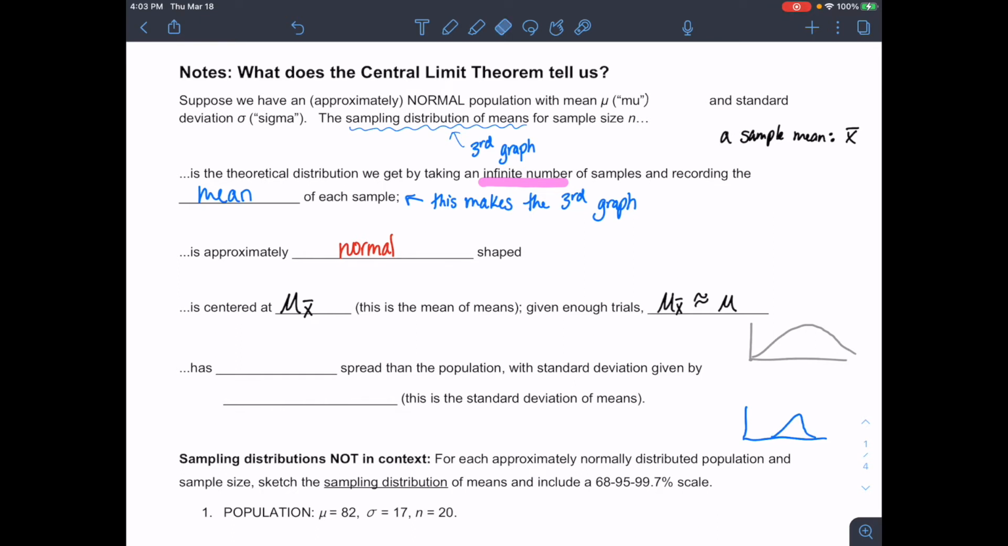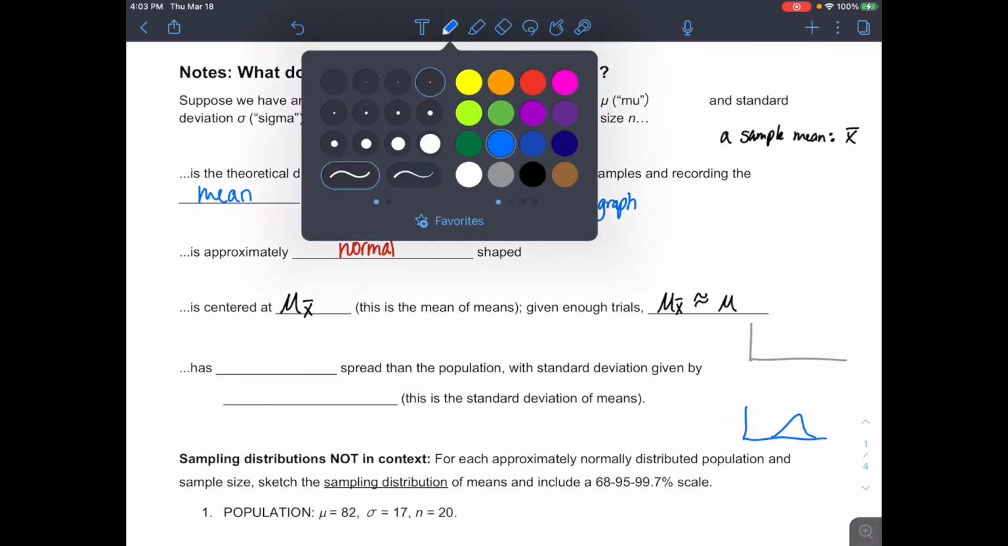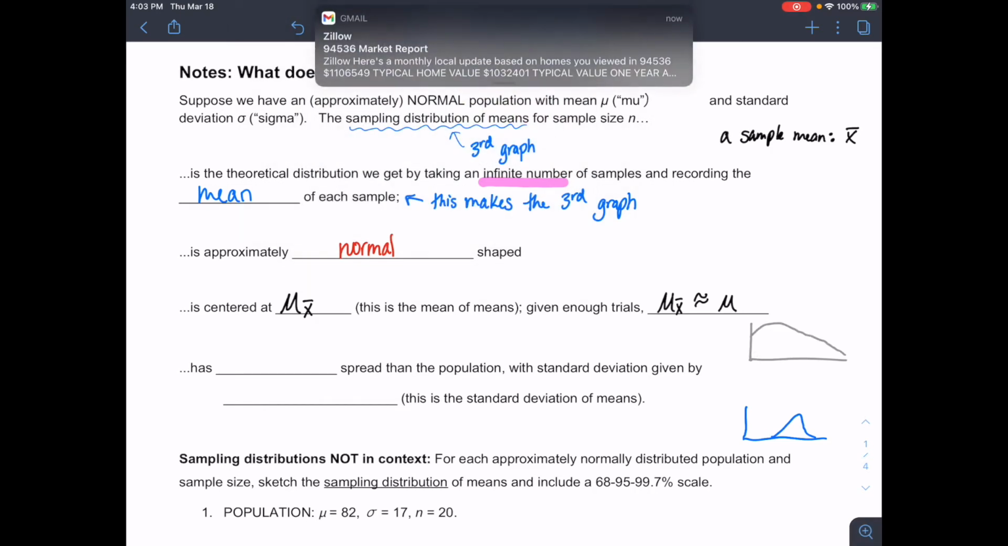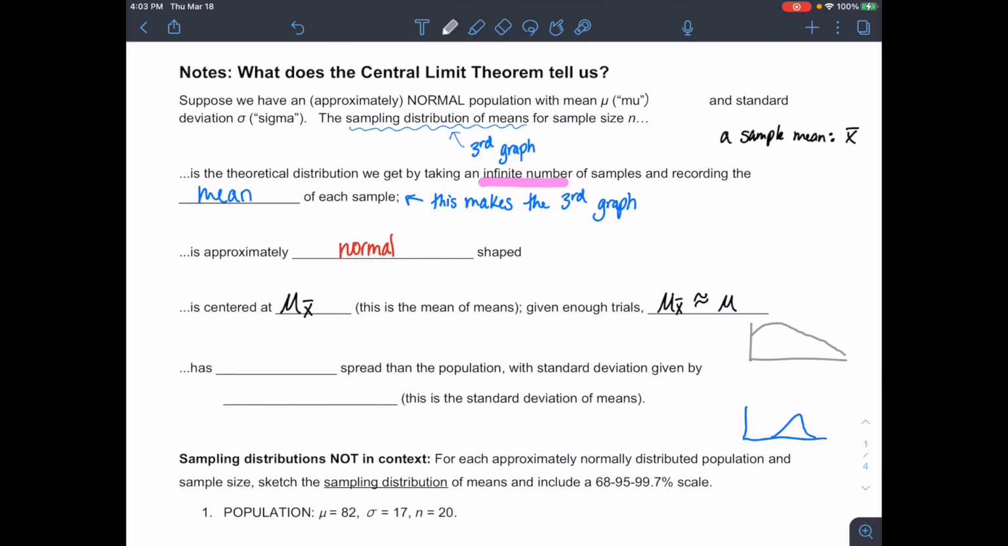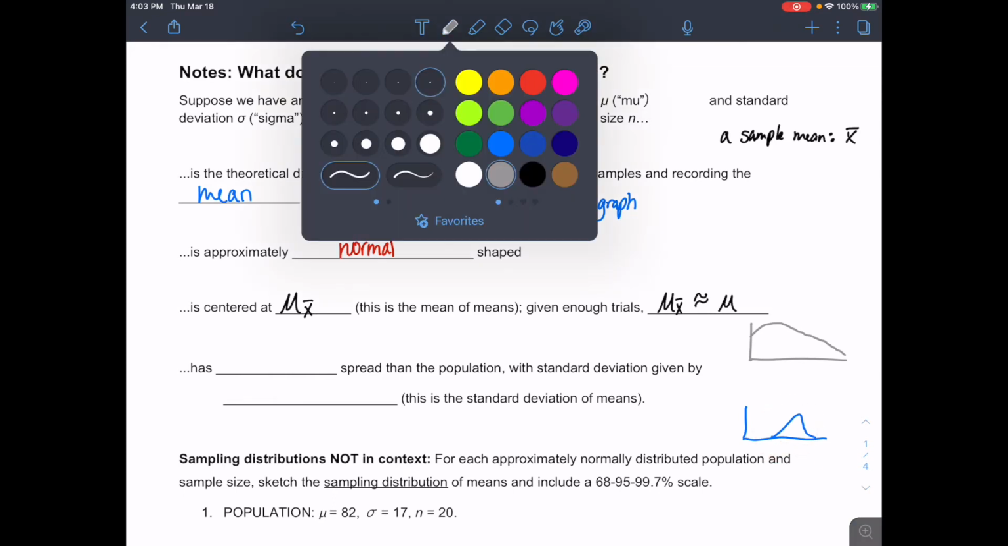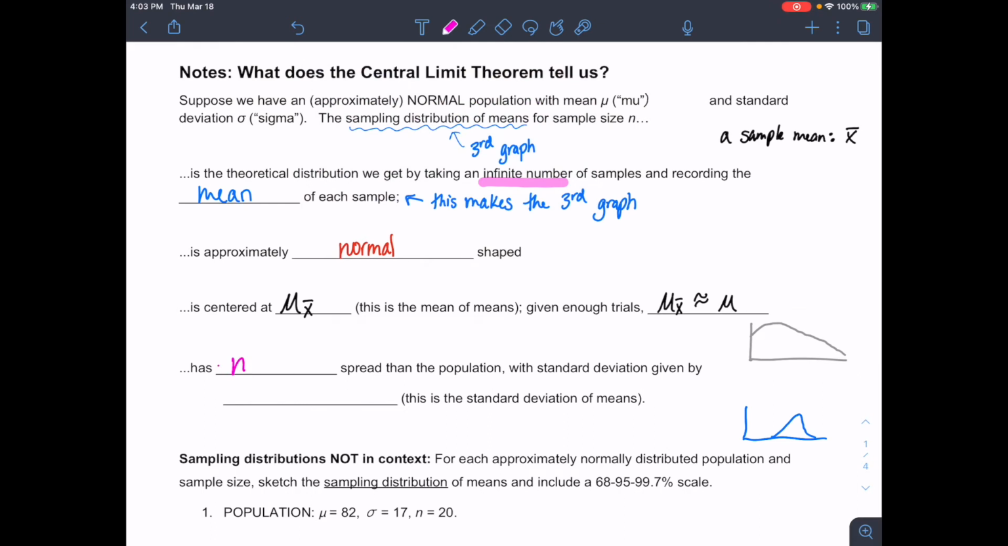And even if we switched and we're talking about a skewed population, the spread of our population was much wider than the spread of the sampling distribution of means. So this sampling distribution of means, this third graph, has a much narrower spread than the population. So the fact that it's got a narrower spread means that things like the spread itself or that range are going to be smaller values.